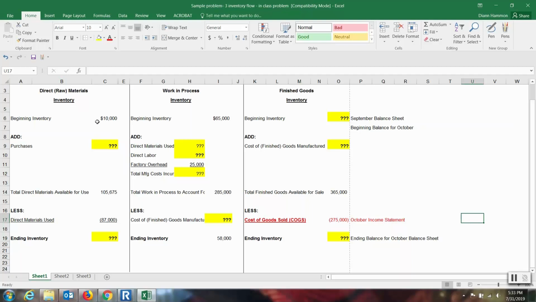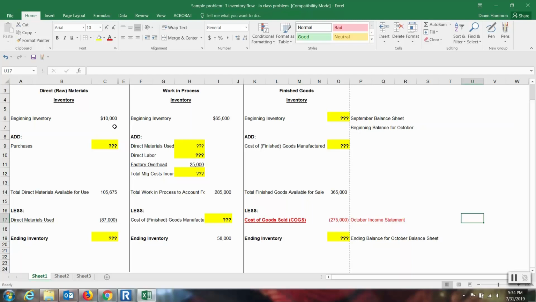It's very important to understand the relationships within the accounts, what's added and what's subtracted, and between the accounts, how they flow together. That way, when you are tested and asked questions, or if you're out in the real world in industry and you need to solve backwards to get at some numbers, you'll remember how the numbers work together. So let's get started with this. Let's start with the direct materials.